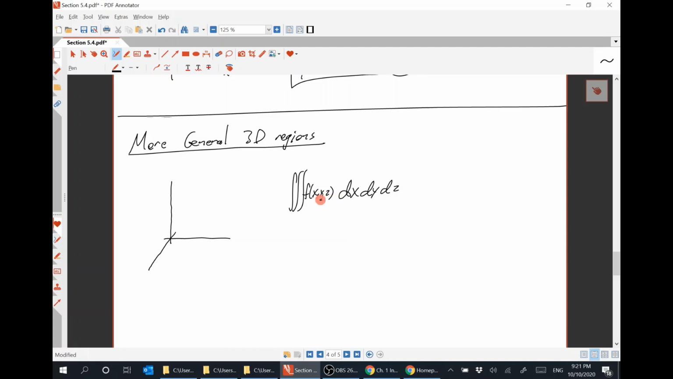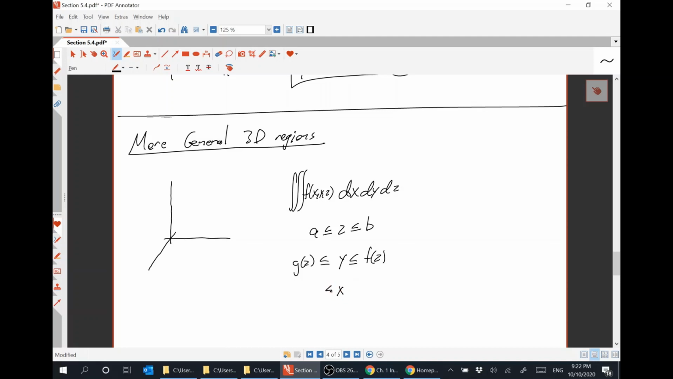So the type of region that you could do this type of iterated integral on would be as follows. You would have a less than or equal to z less than or equal to b. So a and b are bounded by constants. Okay, and then y has to be bounded, but the bound now is in terms of this z, the first variable.